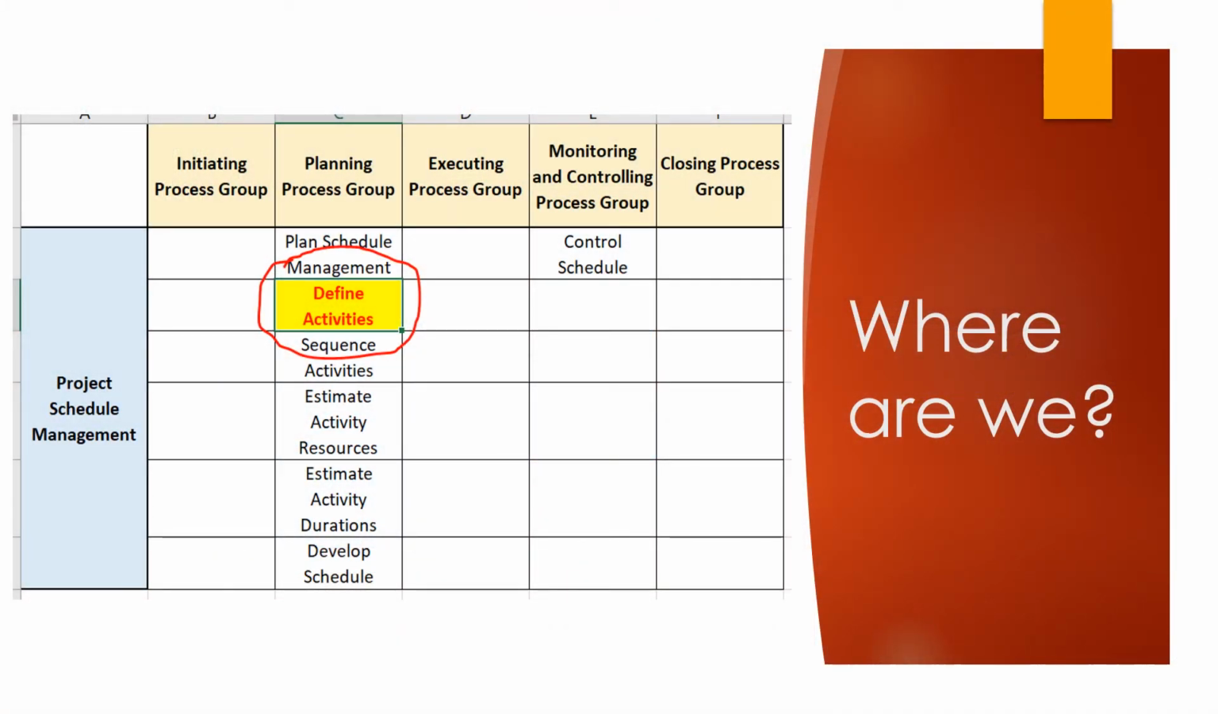So where are we? We are in the schedule management knowledge area, like I just mentioned, and under the planning process group, if you can concentrate on that, this is where the define activities process lies. If you're wondering about the plan schedule management process, we've already discussed that in one of our previous videos. I'll share the link to the playlist of the schedule management knowledge area in the description below, so you can go over and check out all the videos that we have done on it. So today we are talking about define activities. That is going to be the focus of this video.